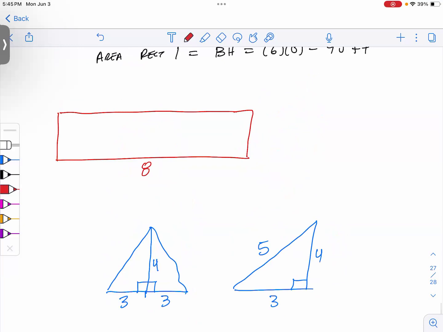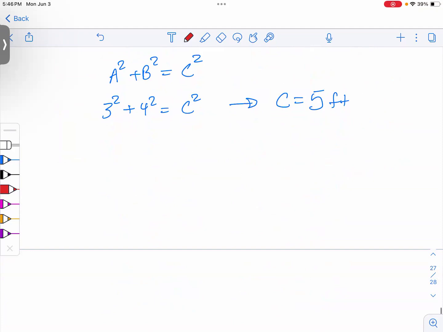And then I can fill that in for my missing side, which means the area of rectangle 2 and 3, since they're both the same, is base times height, which is 40 feet squared.